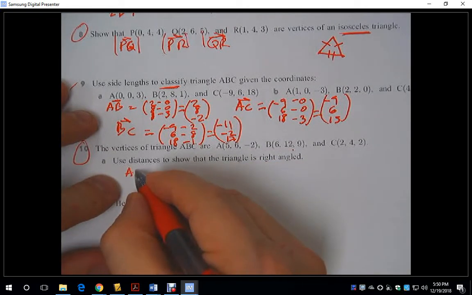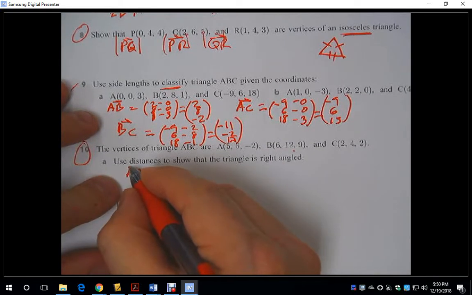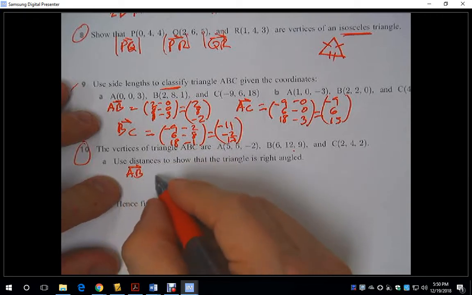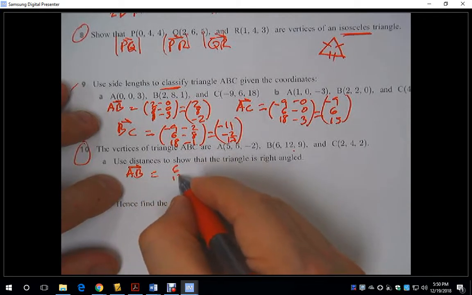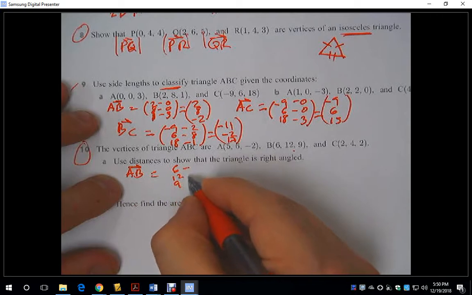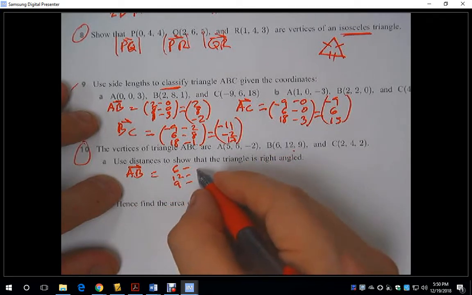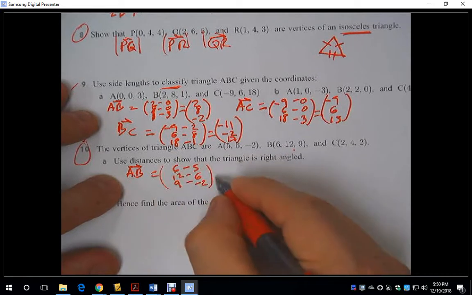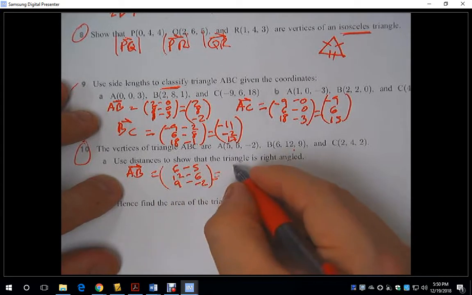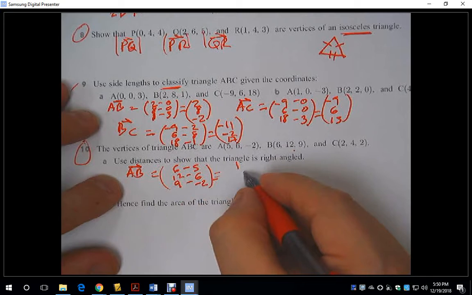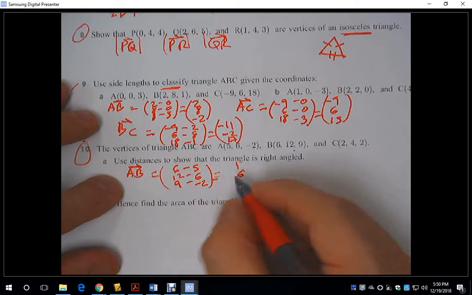We have vector AB, which would be 6, 12, 9. We're going to subtract the other point, head minus tail. That would give us 5, 6, and negative 2. That gives us 6 minus 5, that's 1. 12 minus 6 is 6. And 9 minus negative 2 is 11.